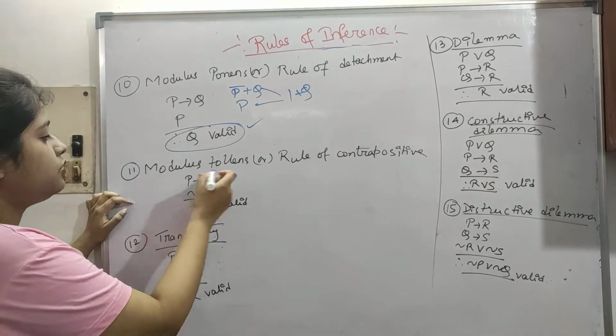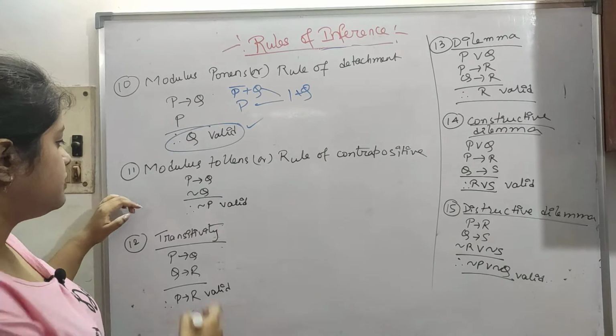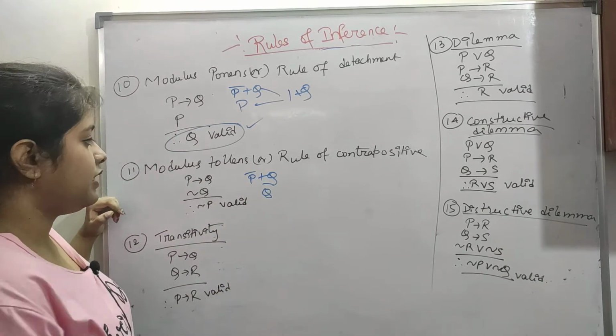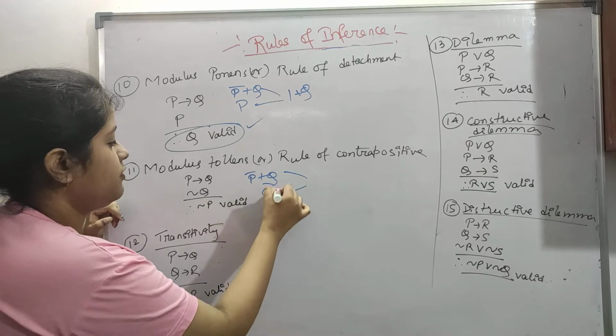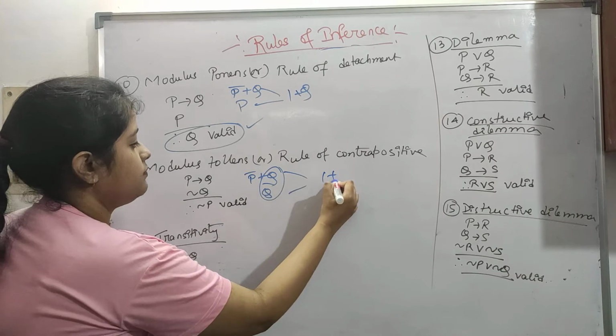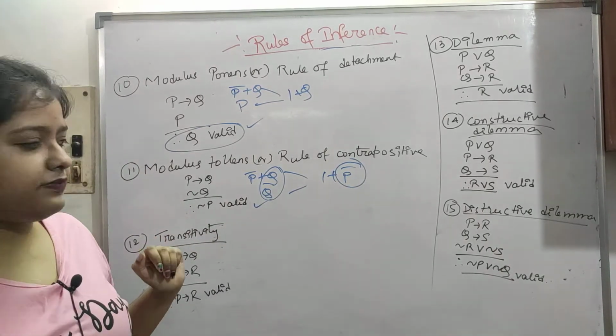Now modus tollens, or rule of contraposition. Here P bar plus Q is given, and Q bar is also valid. From this you can say Q plus Q bar is 1, so 1 plus P bar. So P bar is valid.